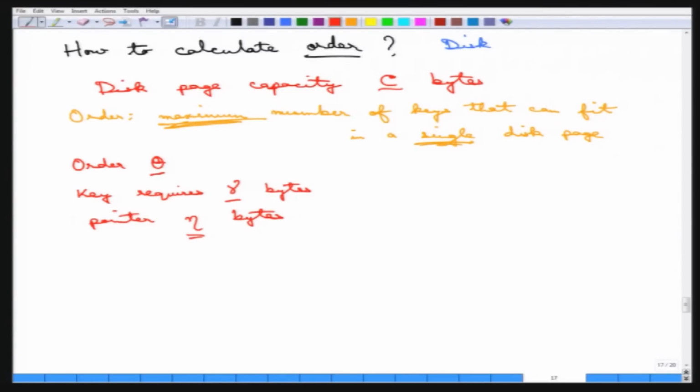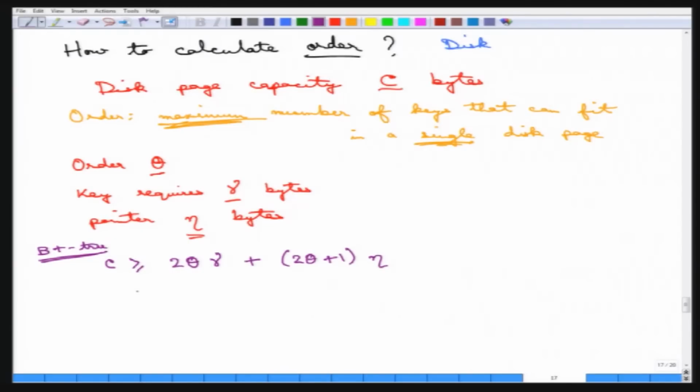Fine. So for a B plus tree, C must be greater than or equal to 2 theta times gamma. If the order is theta, then 2 theta keys can be stored. There are no record pointers for a B plus tree, but there are 2 theta plus 1 child pointers, which is eta. So this is the definitive equation for a B plus tree.